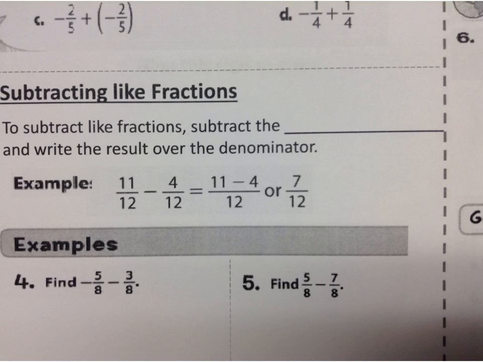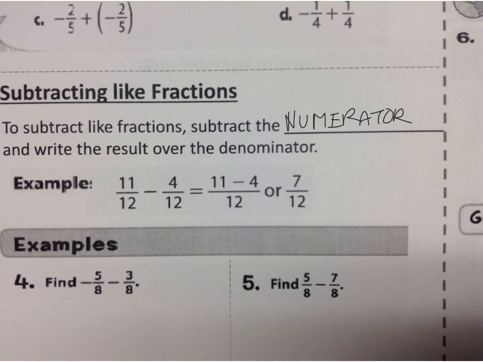Subtracting like fractions. To subtract like fractions, subtract the numerators and write the result over the denominator. So it works the same way, except this time we're subtracting, making sure that our denominators are the same, or that they're like.